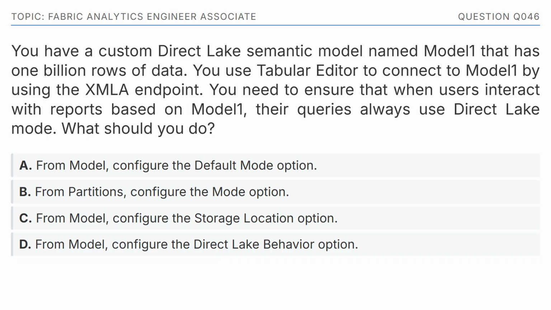The options are: Option A, from Model, configure the default mode option. Option B, from Partitions, configure the mode option. Option C, from Model, configure the storage location option. Option D, from Model, configure the direct lake behavior option.